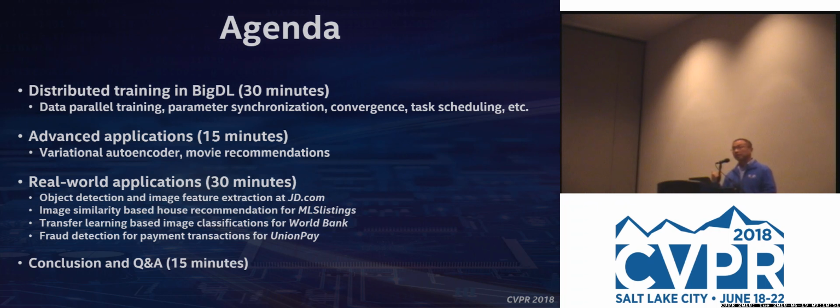Just this week, Google announced they invest, I think, $500 million in JD.com. It's a really huge website in China. And then there are also a lot of enterprise companies we have been working with, like AMS listings, World Bank, UnionPay, which is another very large payment company in China. We have been working with them to build different types of real-world big data applications using those deep learning technologies. And then finally, it's conclusion and Q&A.